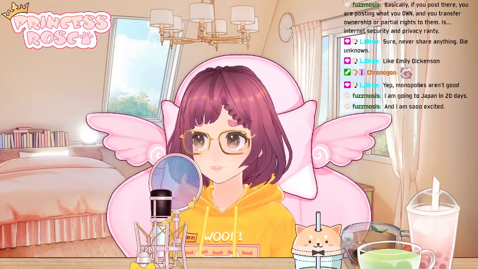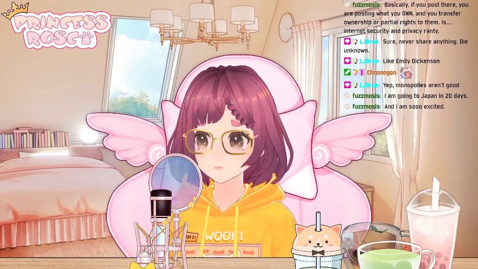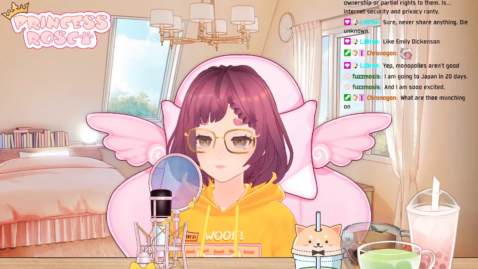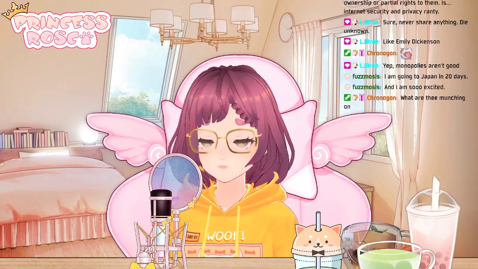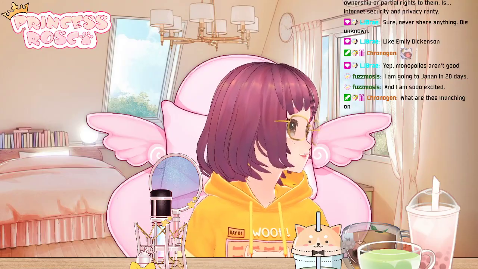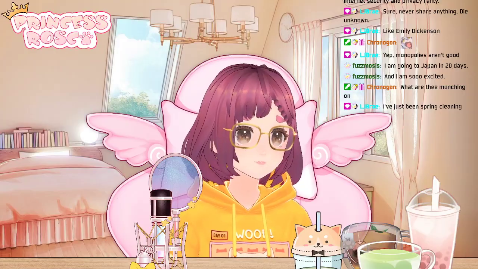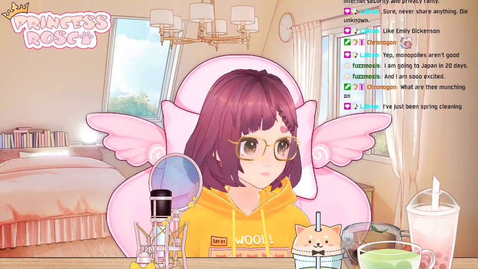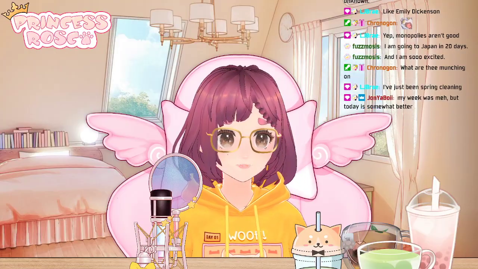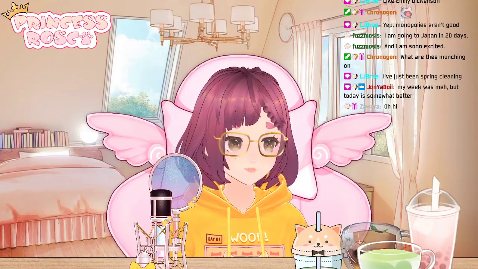Oh my god, I have to send this to Ever. Copy. How can I share this? Okay, I need to share this with Ever real fast. One second. Okay. What are you munching on? White rabbit candies that Floppy sent me.